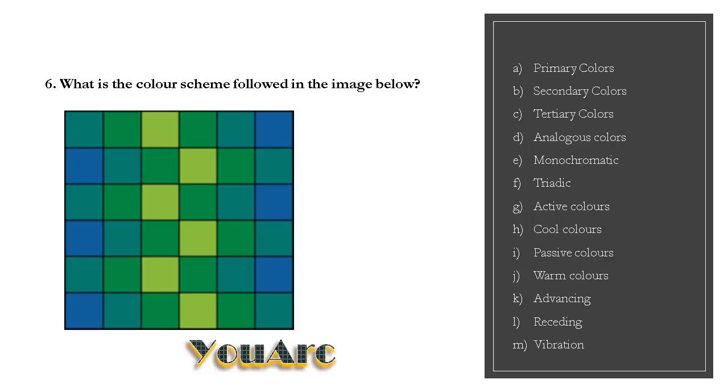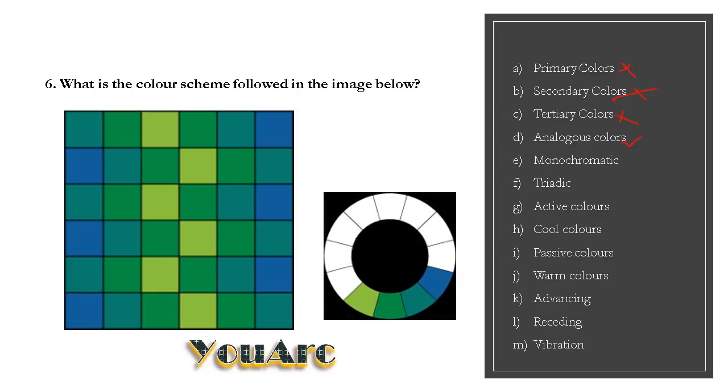So what is the color scheme followed in the image here? Primary colors? No, primary colors are not there. Secondary? No. Tertiary? No. Analogous colors? Yes, it follows analogous colors. Because we can see, right? I'll show you how it is becoming analogous colors. So can you see here? These are analogous colors in the color wheel. They are not monochromatic. Monochromatic means a single shade. Triadic? No.